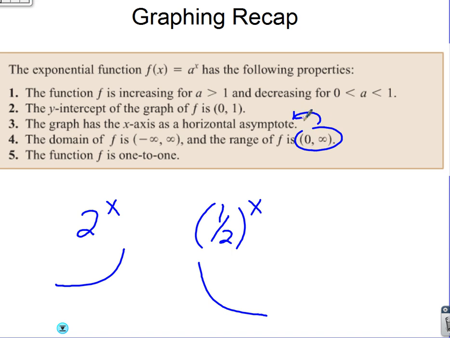And the function is 1 to 1. I don't know if anybody noticed that. Reminder, a 1 to 1 function, each x has a single y, each y has a single x. It passes the horizontal line test and it passes the vertical line test. It's 1 to 1.